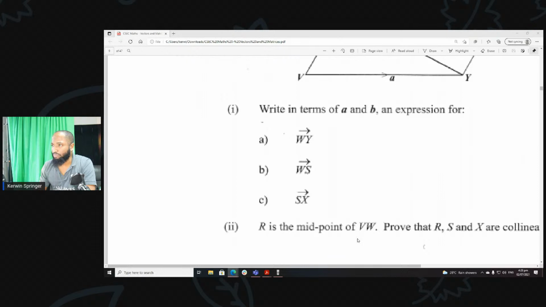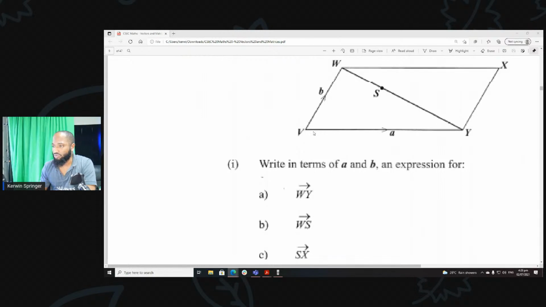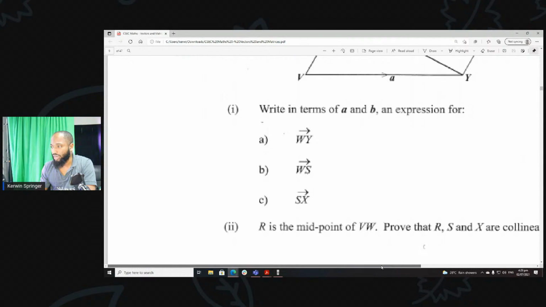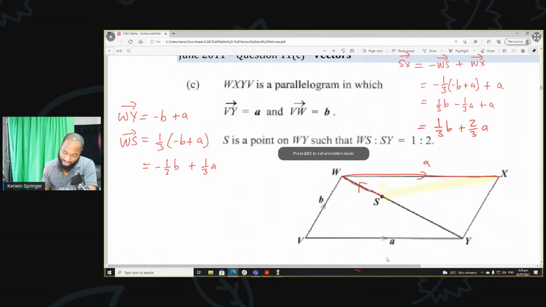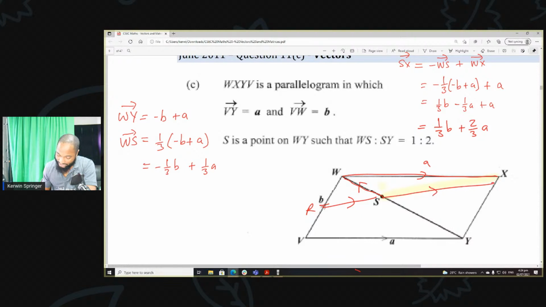R is the midpoint of VW. Prove that R, S and X are collinear, for 3 marks. They always do this, you know. So R here, and you want to show that all these points are collinear. The important thing to get is RS, because we already have SX. So we need to get something for RS.